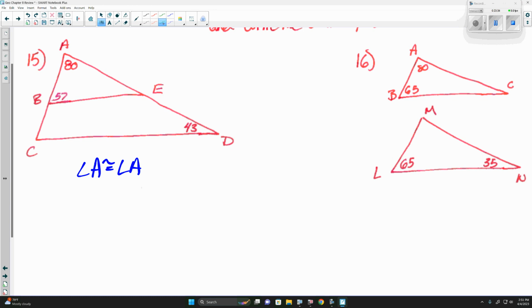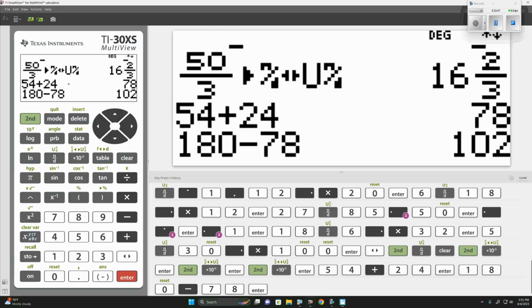Now, we need another set of angles. Well, I know that this angle here is 57. All three of these have to add up to be. So we can add these together, 80 and 57.